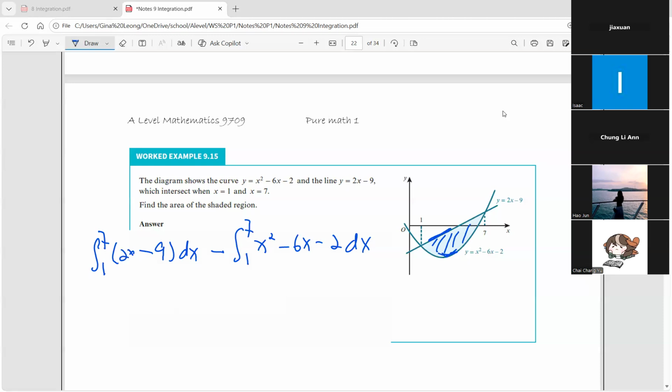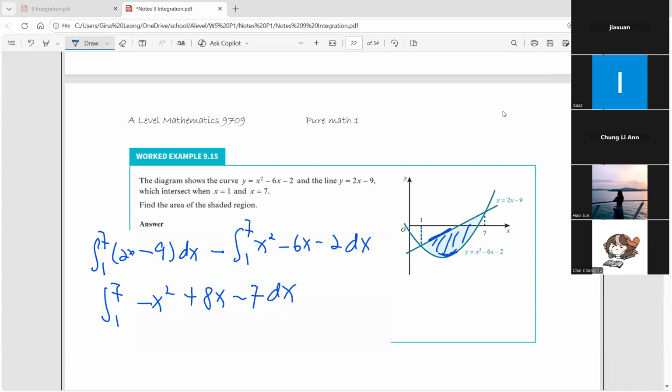Okay, so usually for this case, I will try to simplify because I know 7, 1, 7, 1 is the same, right? Then I'm using this one, 2x minus 9 minus x squared minus 6x minus 2. Okay, what I get is minus x squared. I put the x squared first. 2x minus minus 6x, okay, become plus 4x. Minus 9 minus minus 2, so it becomes minus 7.